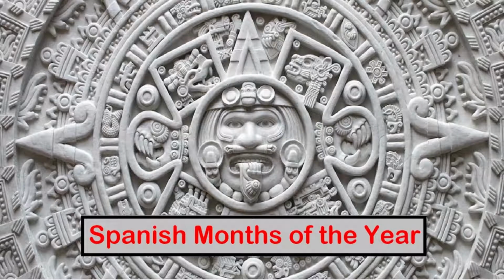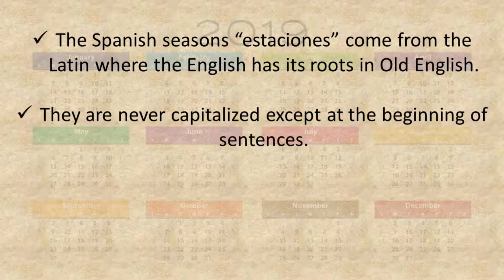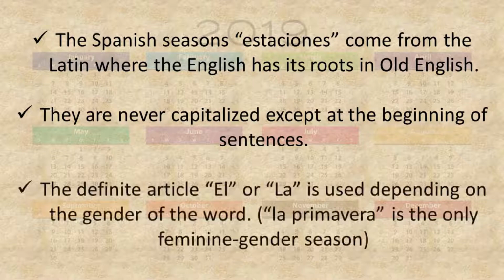Just before we get into the months, let's quickly discuss the seasons. The Spanish seasons, or estaciones, come from the Latin, where the English word for the seasons has its roots in Old English. These words in Spanish are never capitalized except at the beginning of sentences. And finally, the definite article el or la is used depending on the gender of the word. In fact, la primavera, spring, is the only feminine gender season.